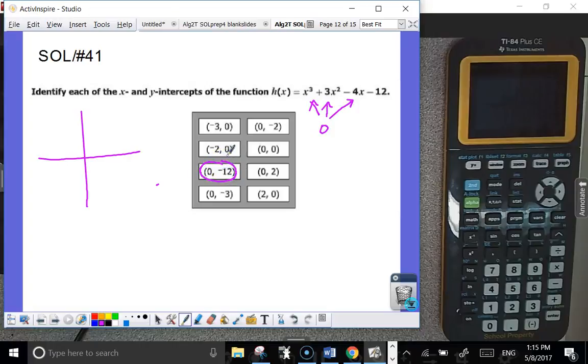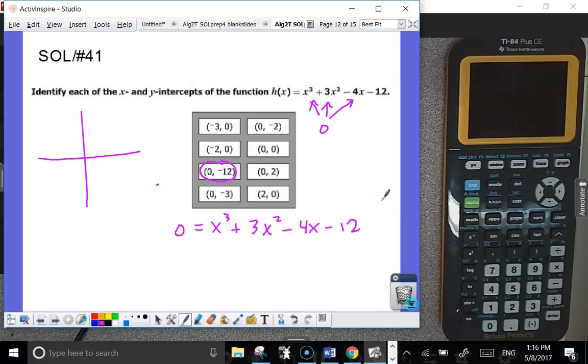Okay. Now, what's the most number of x-intercepts there could be? 3, right? This is the fundamental theorem of algebra. It says that there can be no more zeros than the degree of the function, and this is a cubic. It doesn't mean there are 3, but how could I find the zeros of this function? Can you factor? Maybe.